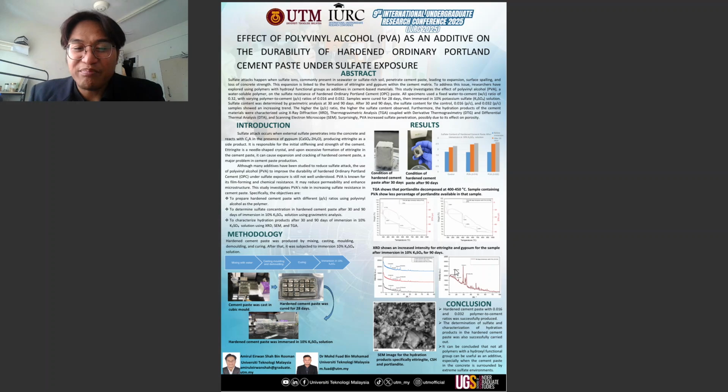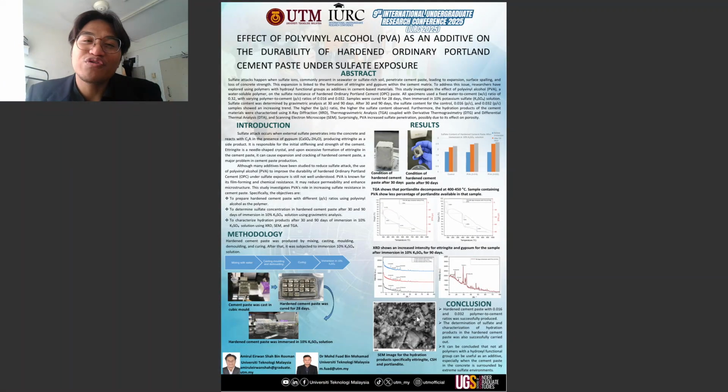Another test that can prove the formation of these hydration products is, you see here, the Ettringite formation, the needle-like crystal structure, and then this one is the Portlandite. So this is the SEM image for the hydration products, specifically for Ettringite, CSH, and Portlandite.